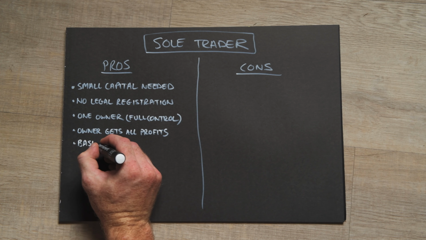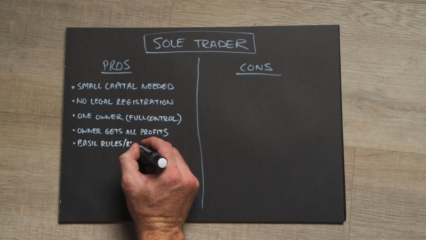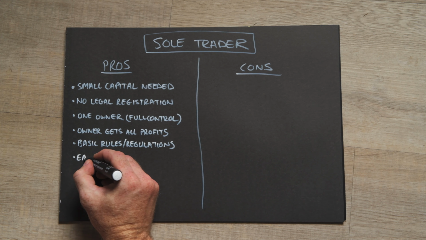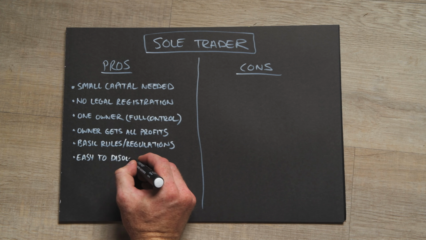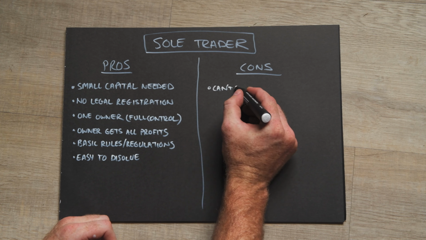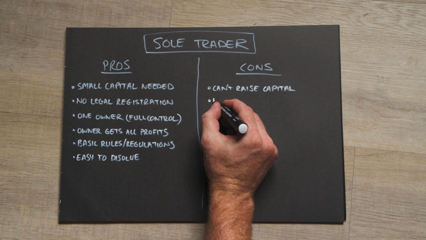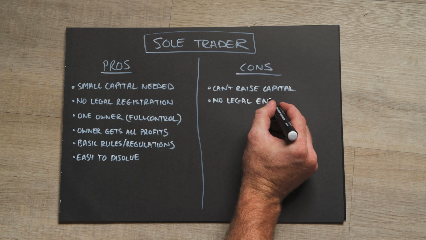Being a sole trader means that there's very, very basic rules and regulations when it comes to how that structure is put in place. And also, it's really easy to dissolve or just discontinue the business because there's no legal entity there. On the con side, you can't raise capital for your business because it's not a legal entity, and you're going to be hard pressed to find someone that's just going to invest in you as a business when it's just you. Secondly, there's no legal entity that represents that business. It's still just always you.